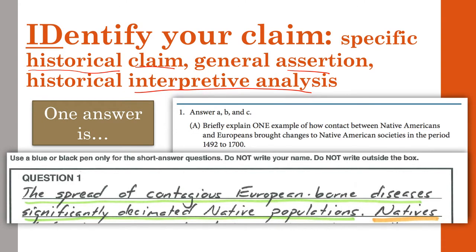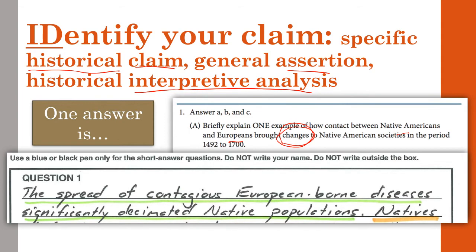Okay, there is contact between Native Americans and Europeans, and it brought changes. This verb is important, which we'll get to later on, to Native American societies in this particular period. So what would be an identified change that comes about here? So the change is that, look at this answer here, the spread of contagious European-born diseases. Now, this is a claim that is being made, but it doesn't quite address the prompt.